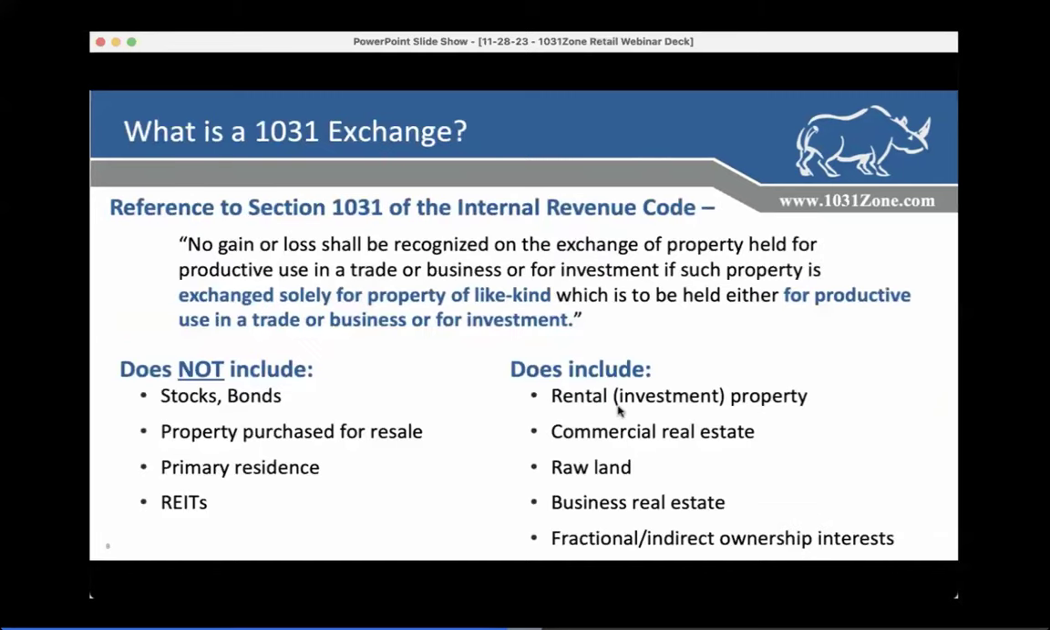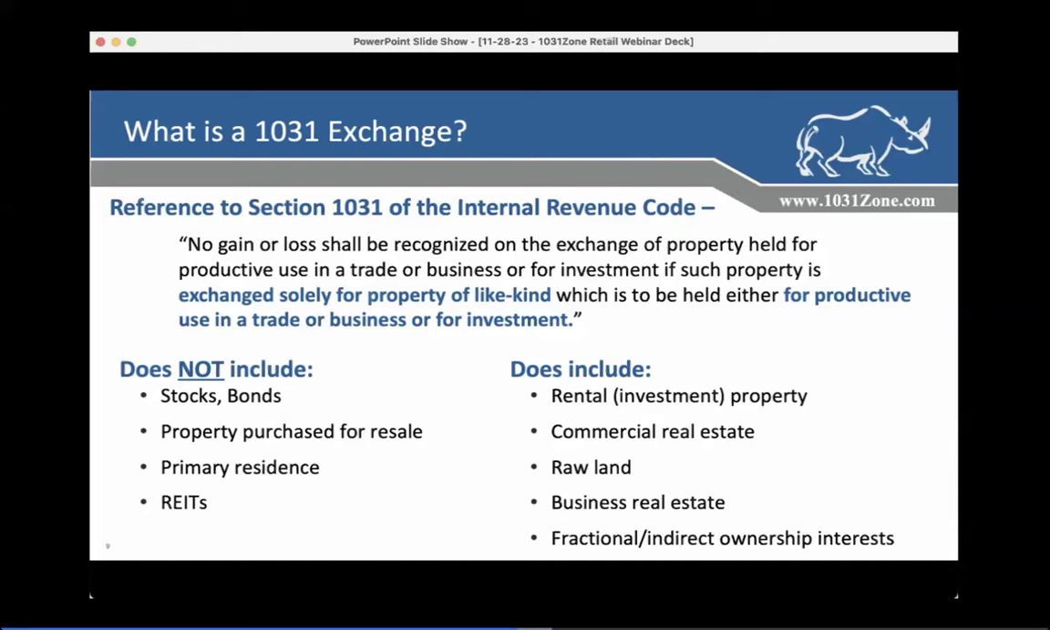So what is a 1031 exchange? So straight out of Section 1031 of the Internal Revenue Code. And guys, you can always go to irs.gov for more information on 1031 exchanges. But I'm going to go ahead and read the definition straight out of the tax code here, and then I'm going to break it down for you in simple terms.